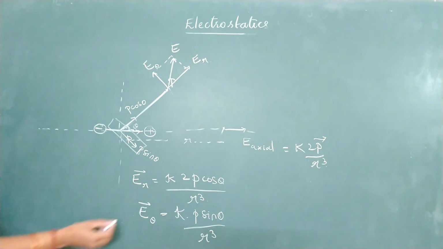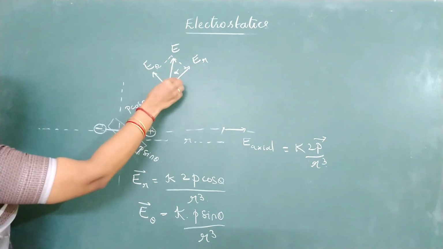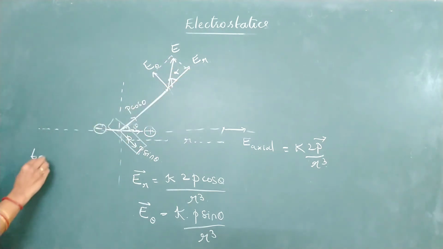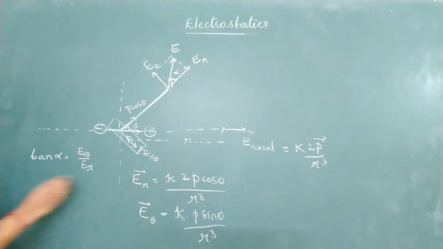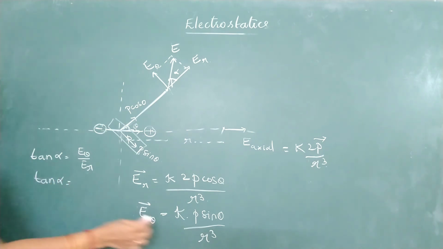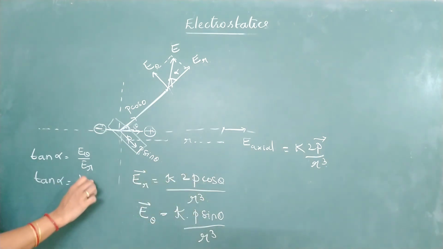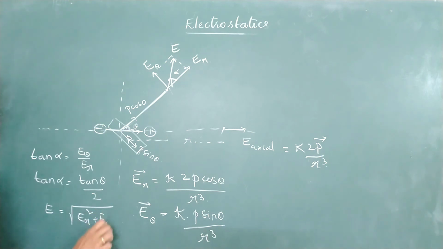And once you know these two, what is this angle alpha? If I take this angle as alpha, what is tan alpha equal to? E theta by E_r. So tan alpha is equal to E theta by E_r. Divide these two, k and k, r cube and r cube get cancelled. Sin by cos, that is tan theta divided by 2. And the net field you can find out by using the relation E_r square plus E theta square. So if the point is neither axial nor equatorial, you can make use of these relations.